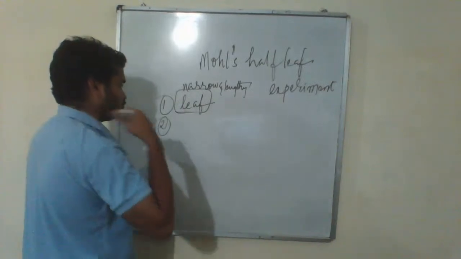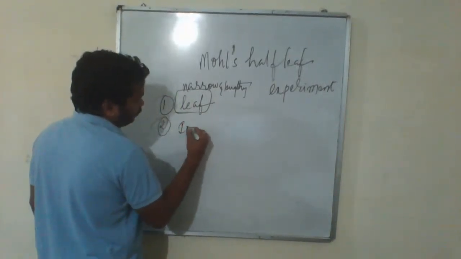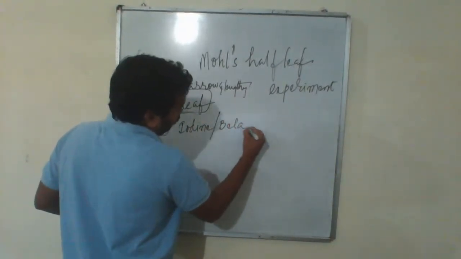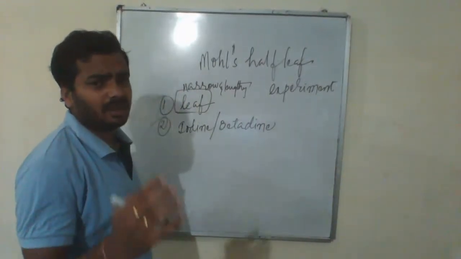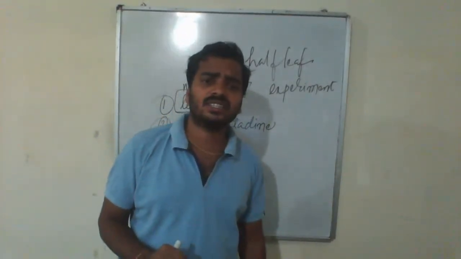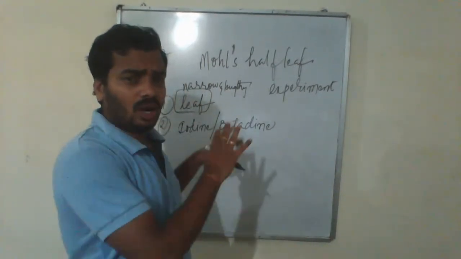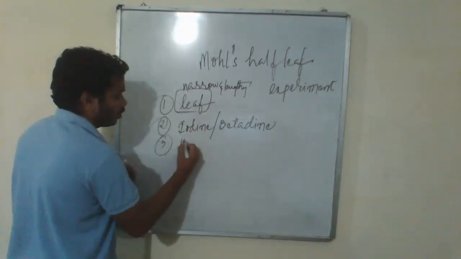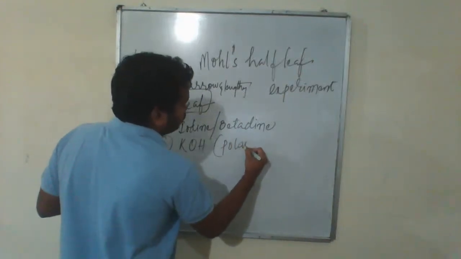Second, you have to have iodine or betadine. In lecture number 3, we discussed the starch presence test. That test is very, very important in order to understand these activities. We also need KOH, potassium hydroxide.